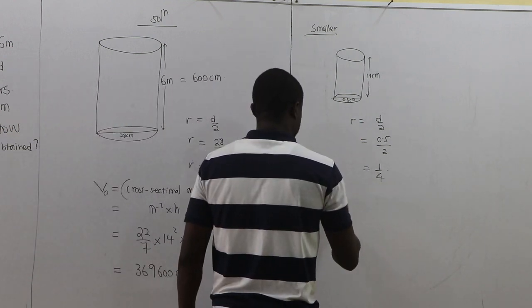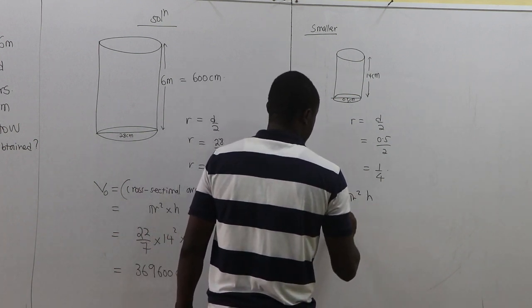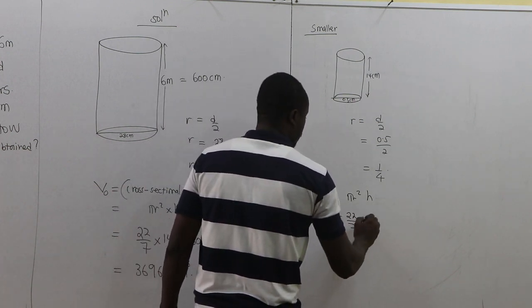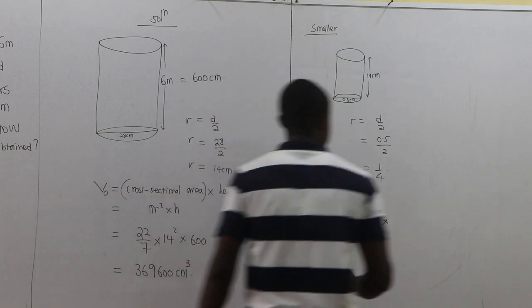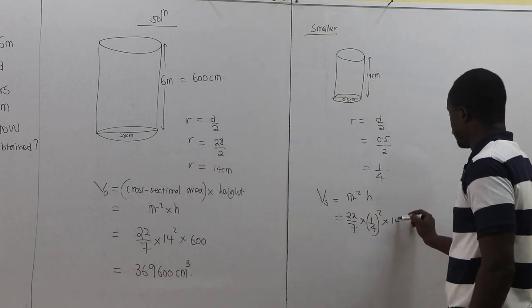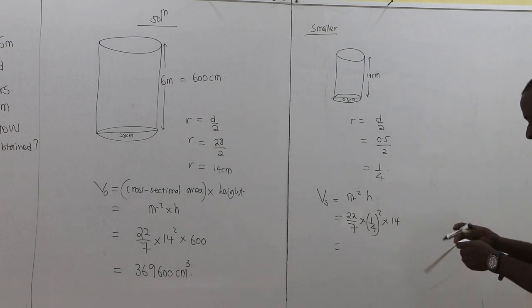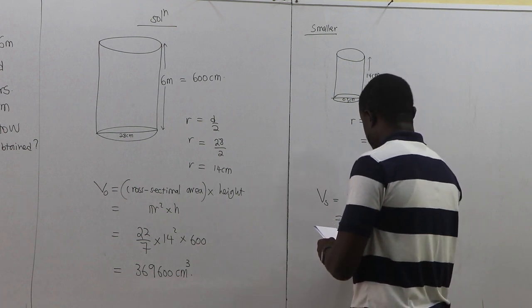Now, the volume of the smaller ones is equal to pi r square h, and pi is 22/7, radius is 1/4 square, and then the height is 14 centimeters.